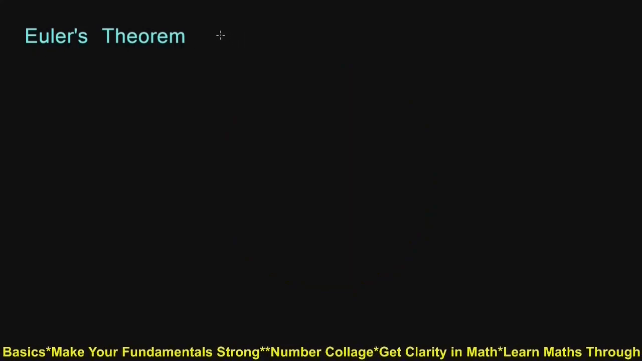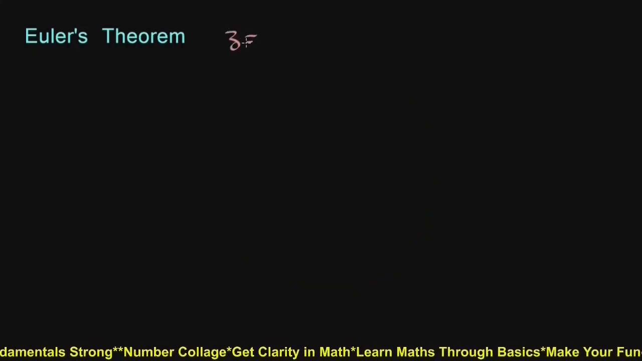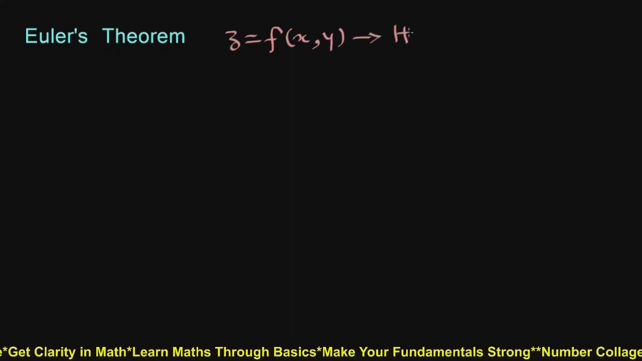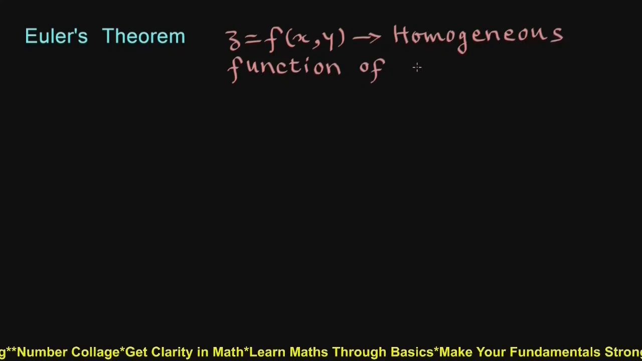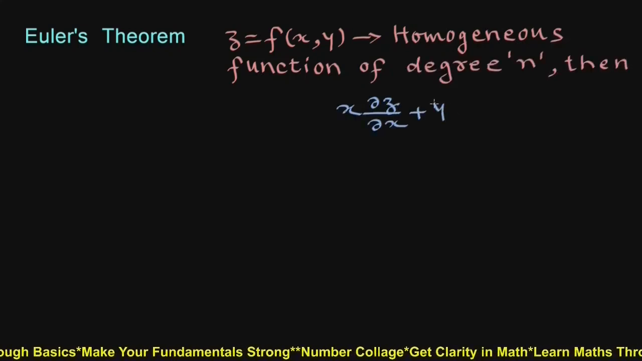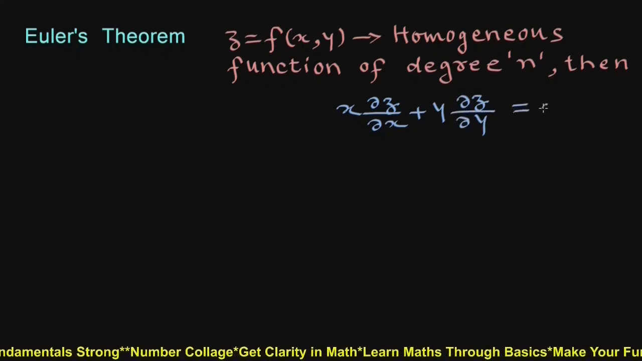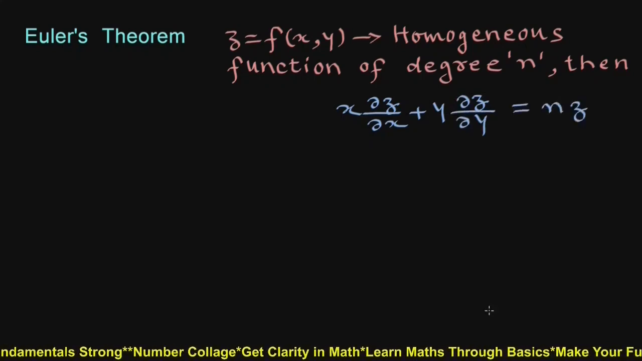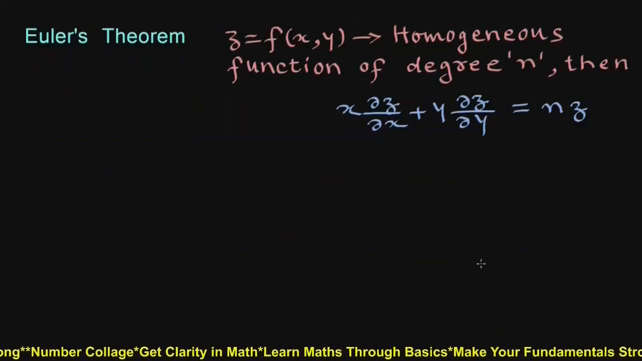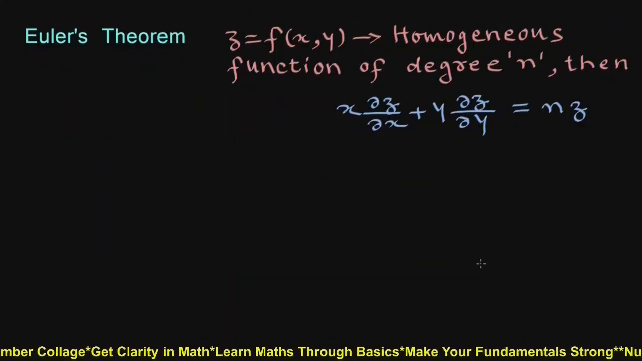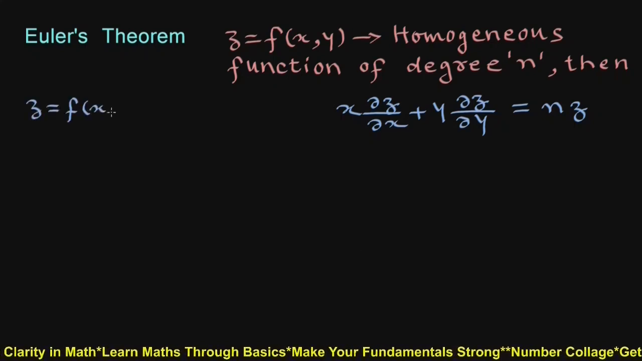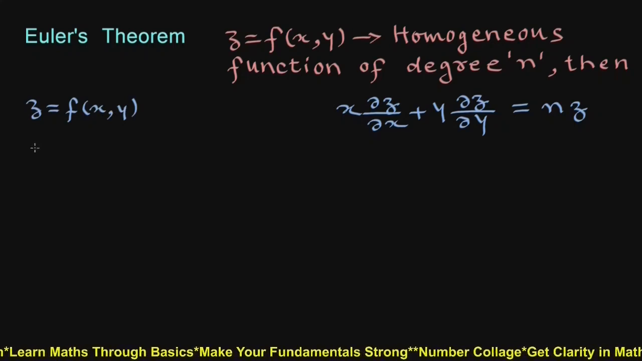Euler's theorem states that if z equals f(x,y) is a homogeneous function of degree n, then x ∂z/∂x plus y ∂z/∂y equals nz. In my last video on Euler's theorem part 1, we discussed at length what a homogeneous function is and how to identify it. z equals f(x,y) is a homogeneous function.